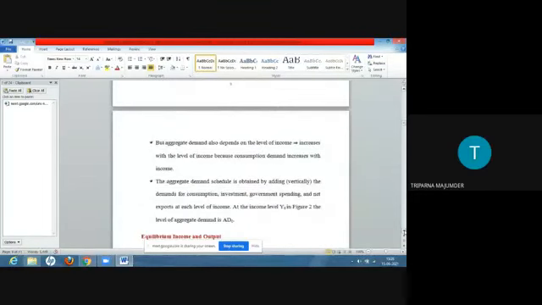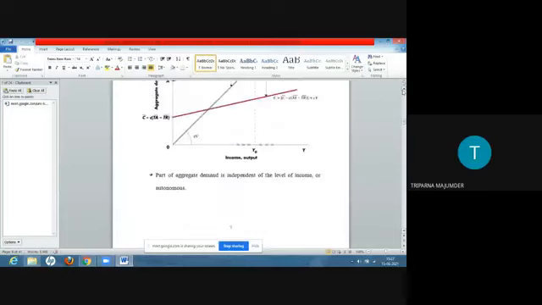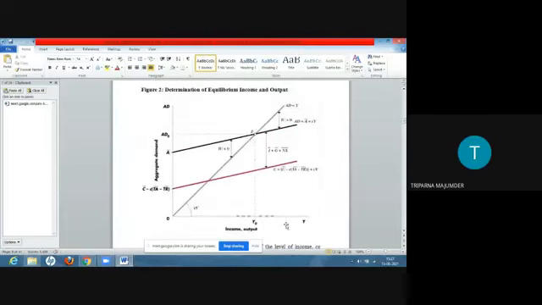Now, the aggregate demand schedule is obtained by adding vertically the demands for consumption, investment, government spending, and net exports at each level of income. At the income level Y0, we have aggregate demand AD0. See, this is our equilibrium income.